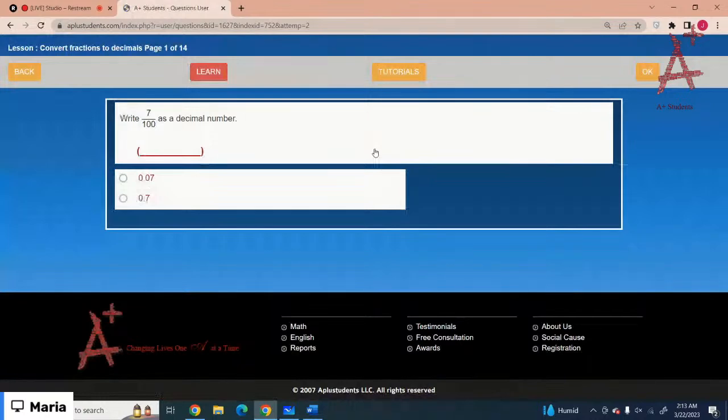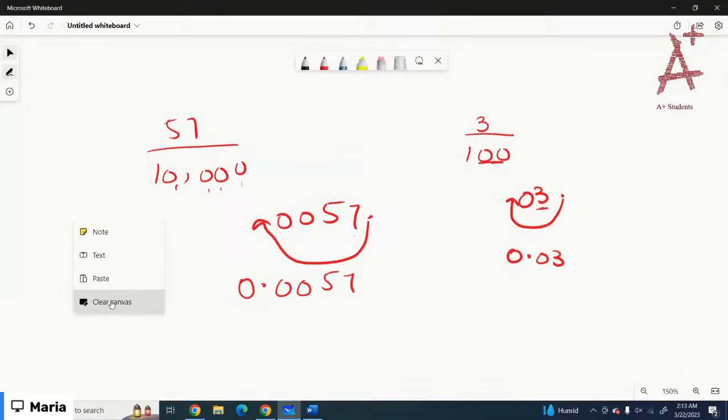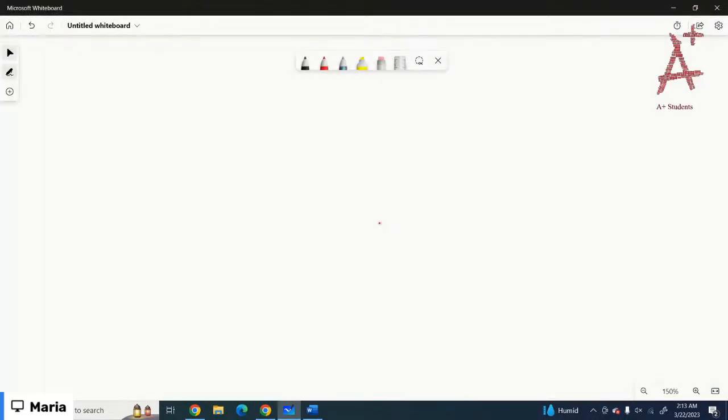Okay, the first one is write 7 over 100 as a decimal. So count the number of zeros. You have two zeros in the 100. That means you have to move the decimal point. How many places left? Two places left. Got it? Because 100 has two zeros.